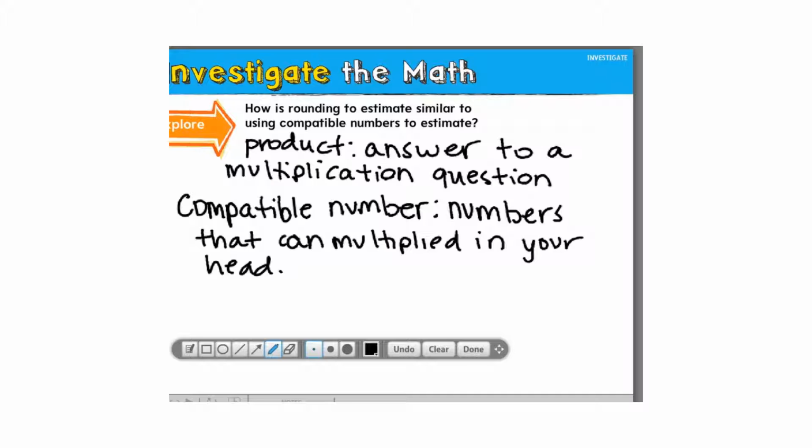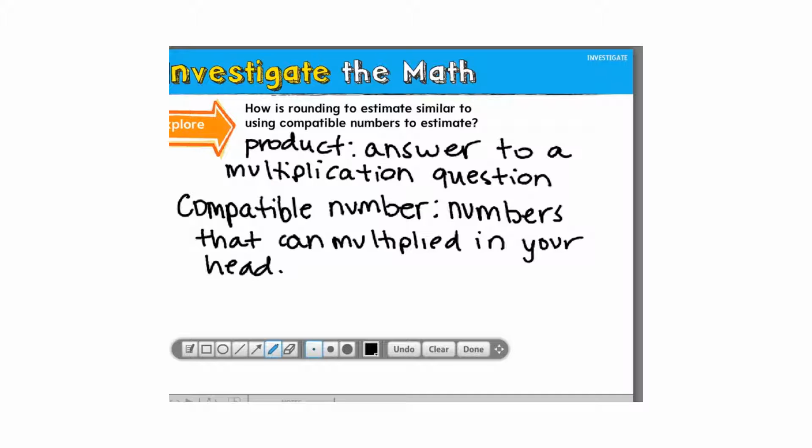Now, when I say numbers that can be multiplied mentally or in your head, we're going to be talking about powers of 10. Do you remember that lesson from a couple lessons ago in our chapter? Any number that ends in a 0 is a power of 10, right? We talked about how easy those are to multiply in your head, because all you have to do is multiply the non-zero part of the number, which is a basic fact, and then add the right number of zeros to the end of it.